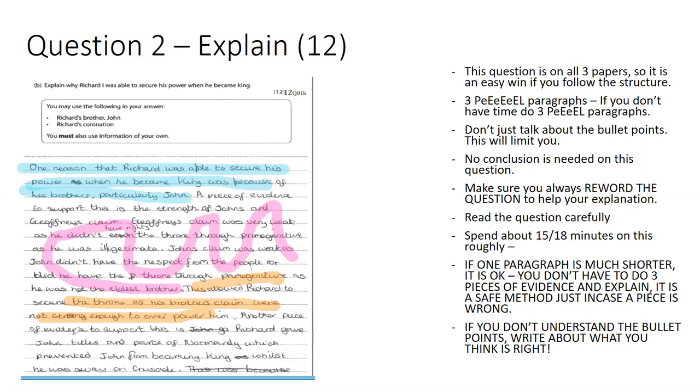Another piece of evidence to support this is Richard gave John titles and parts of Normandy which prevented John from becoming king whilst he was away on crusade. Another clear piece of evidence. That's what we need to understand for this 12 marker: if the evidence is good, the explanation will do itself. It's really clear to do the explanation if your evidence is strong, secure, and factually very detailed.